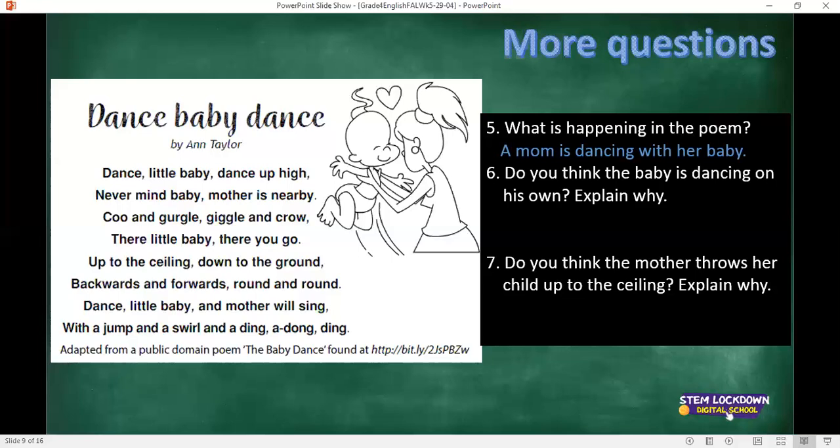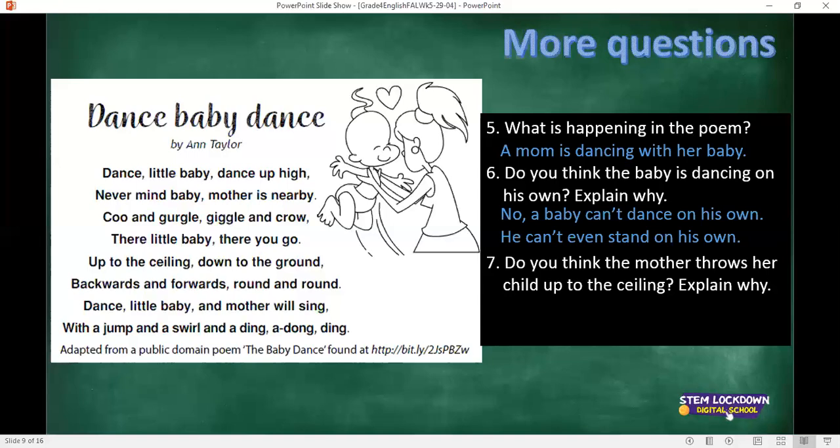So number 6, do you think the baby is dancing on his own? So again, just by using the picture, we can see that baby isn't dancing on his own. So it's no. You could have told me that a baby can't dance on his own, or you could have also mentioned that babies can't even stand. Because remember, they're only crawling. So they can't stand up and dance. So they need mommy's help.